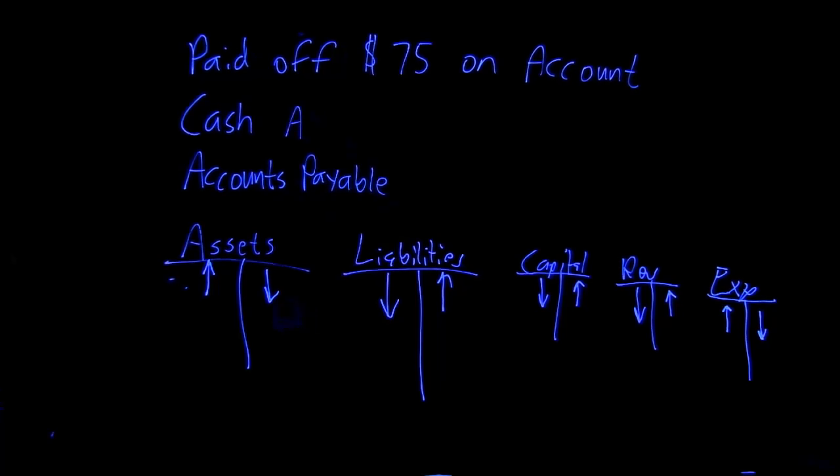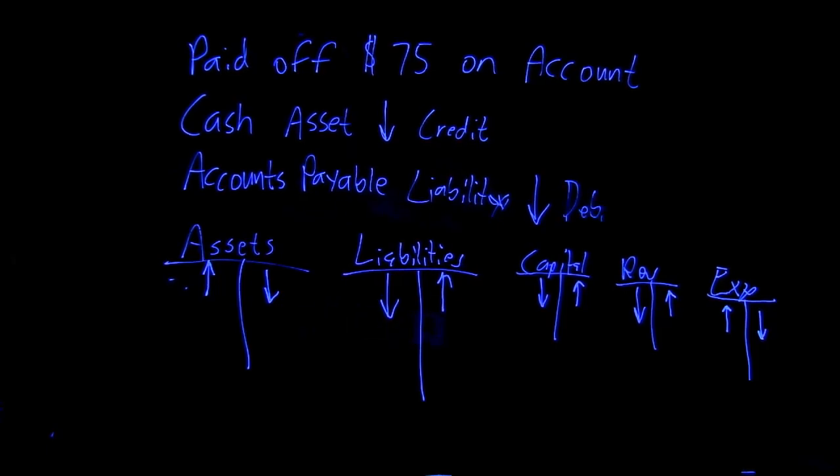So we know cash is an asset because cash is something we own that has future economic value. And we know accounts payable is a liability because it's a debt. So we're paying money. Cash is going out. So when cash goes out, cash is going down. We're paying off debt. When we pay off debt, our debt goes down. Assets go down, it's a credit. Liabilities go down, it's a debit. So if we were to journalize, debit accounts payable, credit cash for $75.